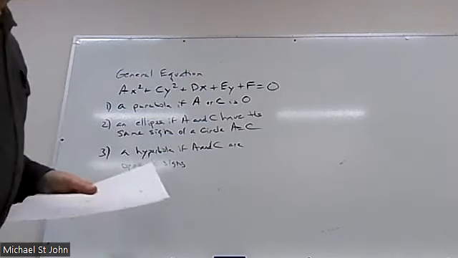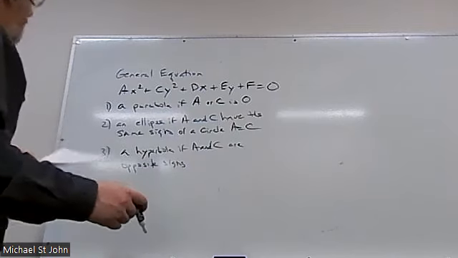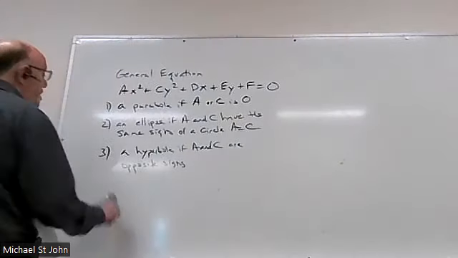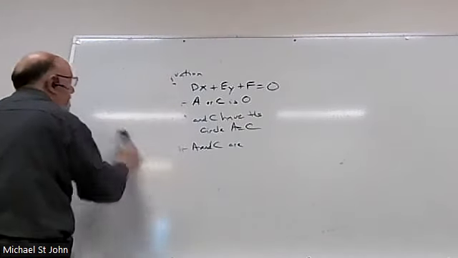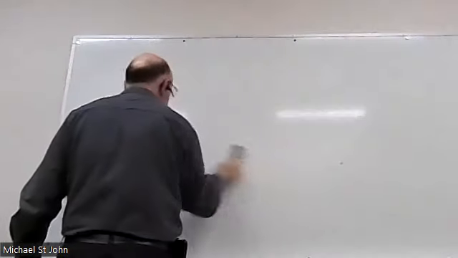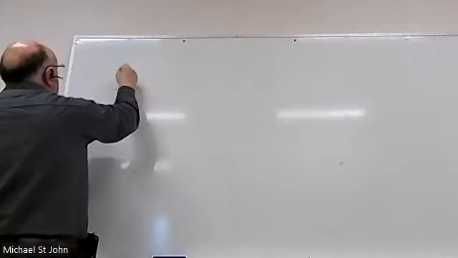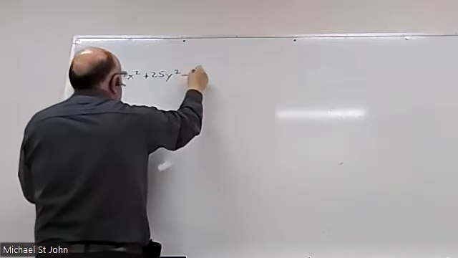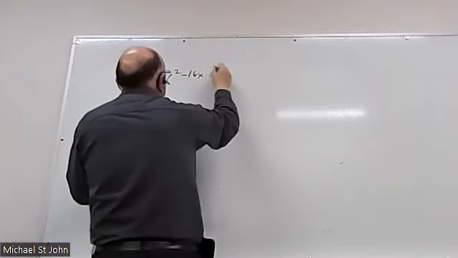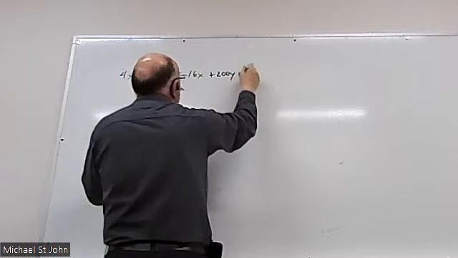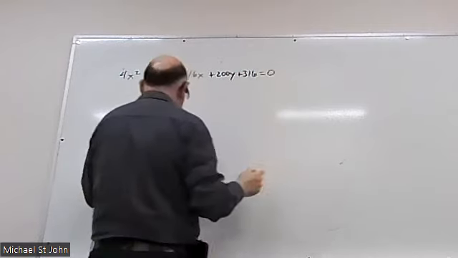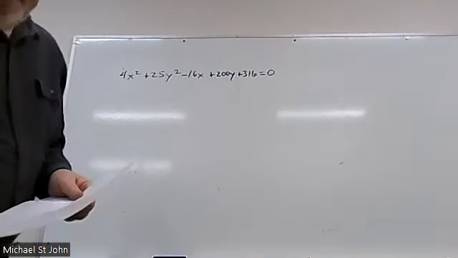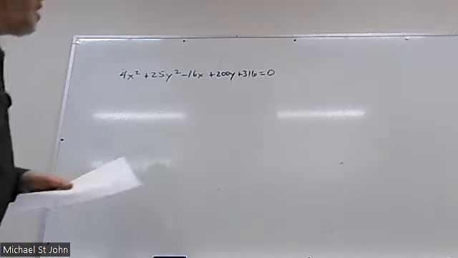So let's go through one where the equation is given in terms of this form. So I'm going to get rid of all this, make some working room. And we're going to start with this, right? So we have 4x squared plus 25y squared minus 16x plus 200y plus 316 equals 0. All right. Let's see. A and C are both positive. And so that tells me we're going to have an ellipse.